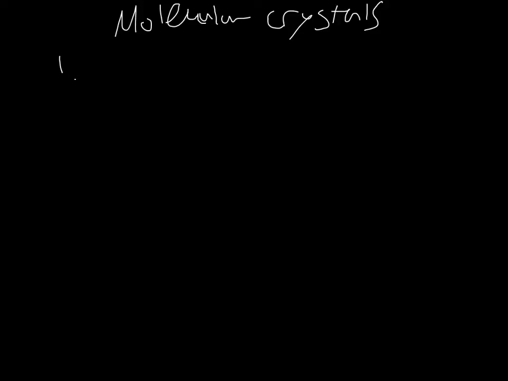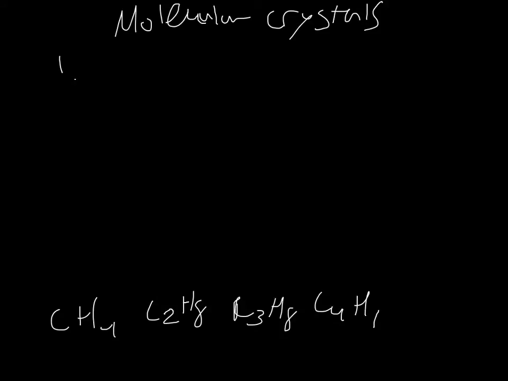Molecular crystals are composed of atoms of the nonmetals or of covalent molecules, and they're always held together by either London dispersion forces, dipole-dipole attractions, hydrogen bonding, or a mixture of these. This is where all the organic chemistry falls in. You start seeing methane, ethane, propane, butane, and so on and so forth. That's going to be 10. And then all the alcohols.